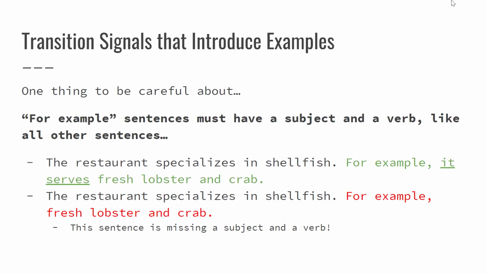One thing to be careful about with for example is that sentences must have a subject and a verb like all other sentences. This is a common mistake that I see in your writing. Here's an example of a correct sentence. The restaurant specializes in shellfish. For example, it serves fresh lobster and crab. Notice that I have the subject it and the verb serves in that sentence. I also have the restaurant specializes in shellfish. For example, fresh lobster and crab. That is incorrect. It is in red because it is incorrect. This sentence is missing a subject and a verb, so it's called a fragment.